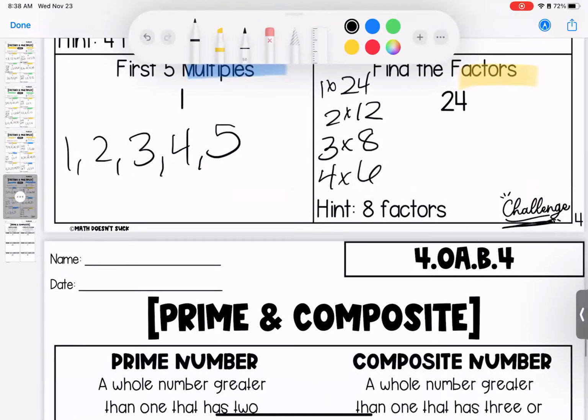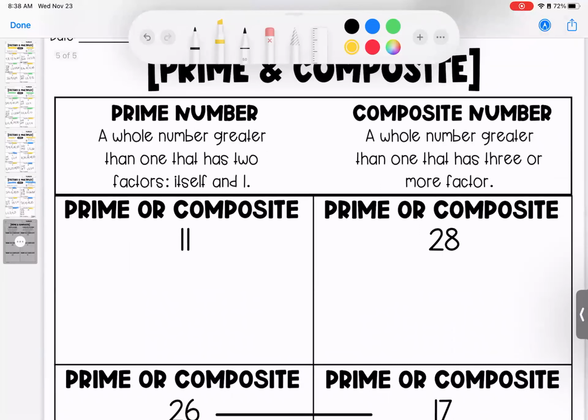All right, kiddos, on to our last page where we're talking about prime and composite. Remember, a prime number has only two factors, 1 and itself. If we're talking about a composite number, it has 3 or more factors. So 11 is prime. Our only factors are 1 times 11. With 28, as soon as we hit that third factor, we know that we are composite.